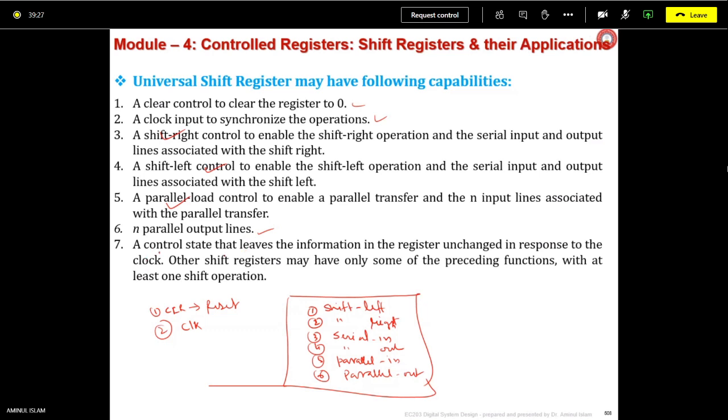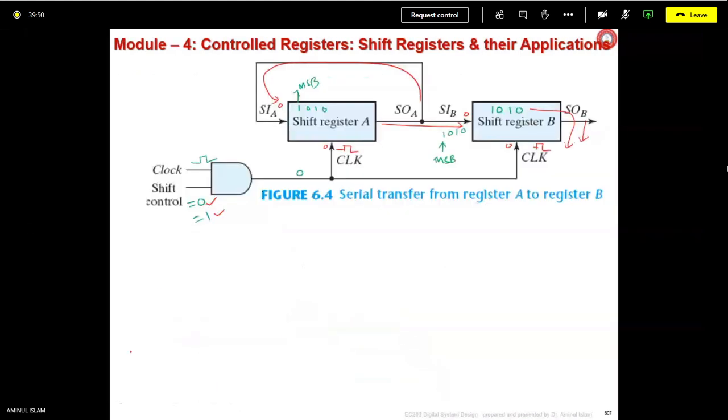Okay, and a control state that leaves the information in the register unchanged in response to the clock. A control should also be there. Other shift registers may have only some of the preceding functions, with at least one shift control. When we talk about a shift register, shift control should be there. If you are applying the control, then only shifting occurs, otherwise not. If 0 is applied, then the clock itself is not able to go there, so nothing will happen.